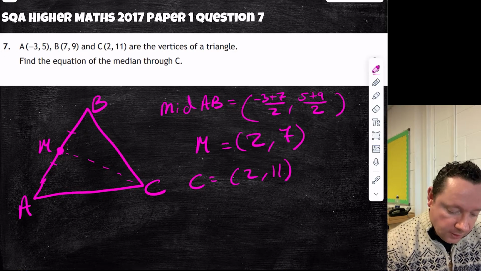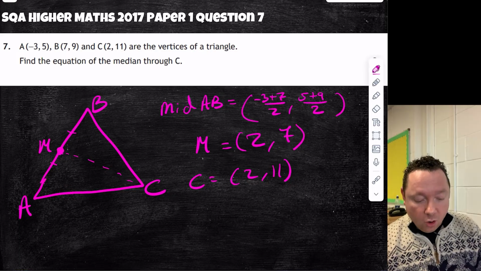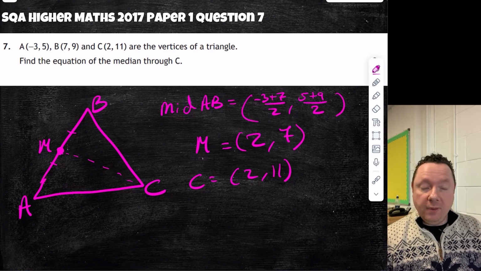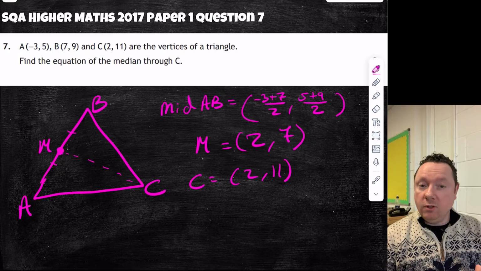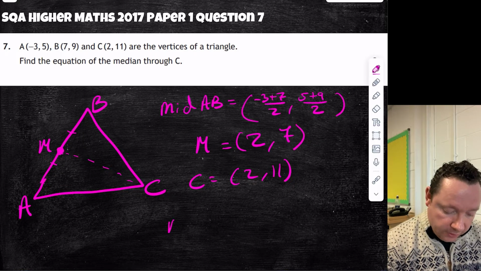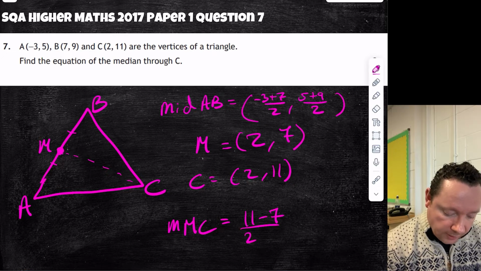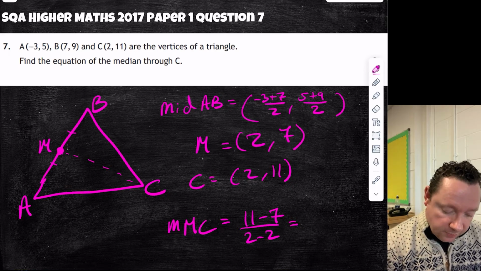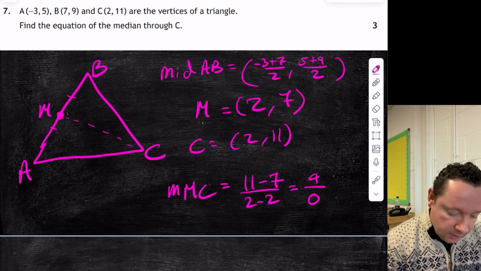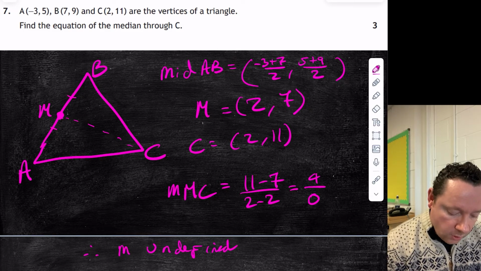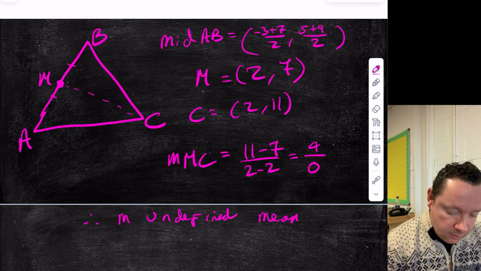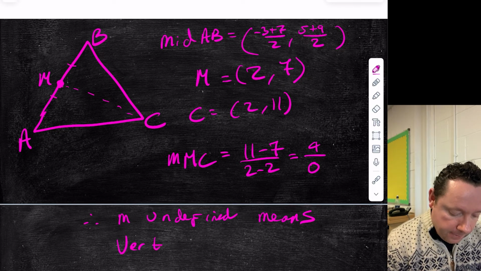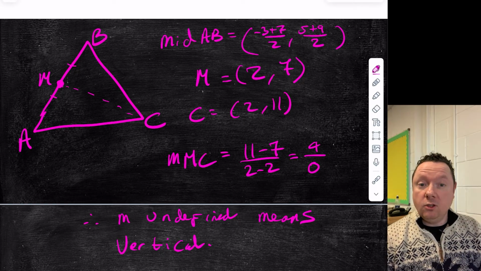Now, there's two ways to do this. You can either realise that since they're both along 2, that means that the line is going to be vertical. Now, if you don't realise that, do the gradient anyway. So the gradient of M and C is equal to y2 minus y1 over x2 minus x1. If you ever get a 0 on the bottom, 11 minus 7 is 4 over 0, that means the gradient is undefined, which means we have a vertical line. If you ever get 0 on the top, it's a horizontal line.